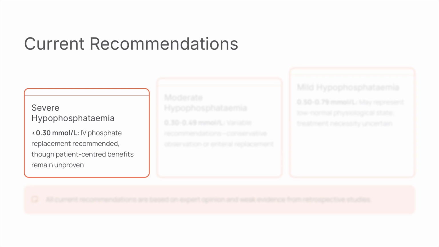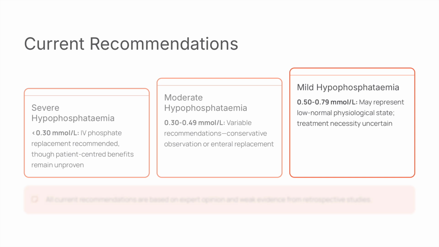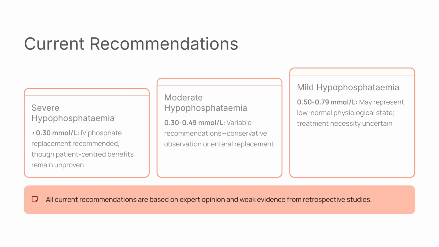So the current recommendation is, if it is severe, do treat it IV. For moderate and mild, there is a controversy. In moderate you can give enteral, and in mild, whether we should bother at all or not, we are not very sure. However, all these recommendations that you are seeing on the screen right now are not based on evidence. They are essentially based on expert opinion and some retrospective studies.